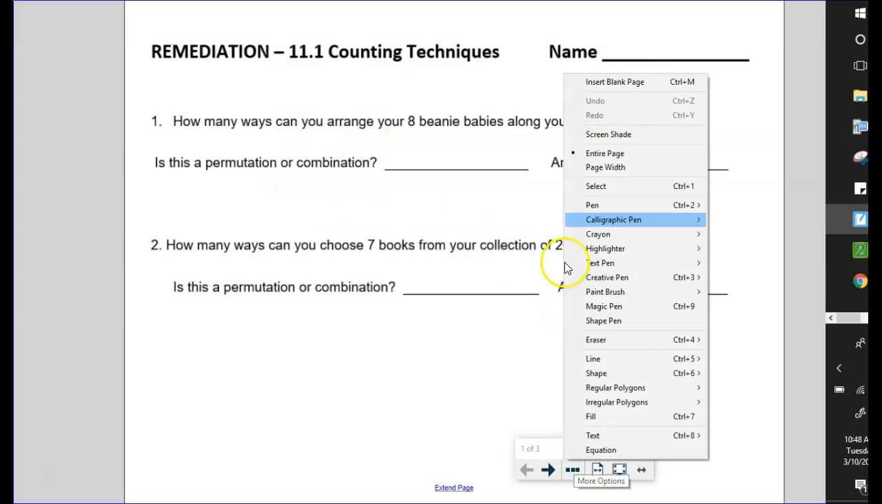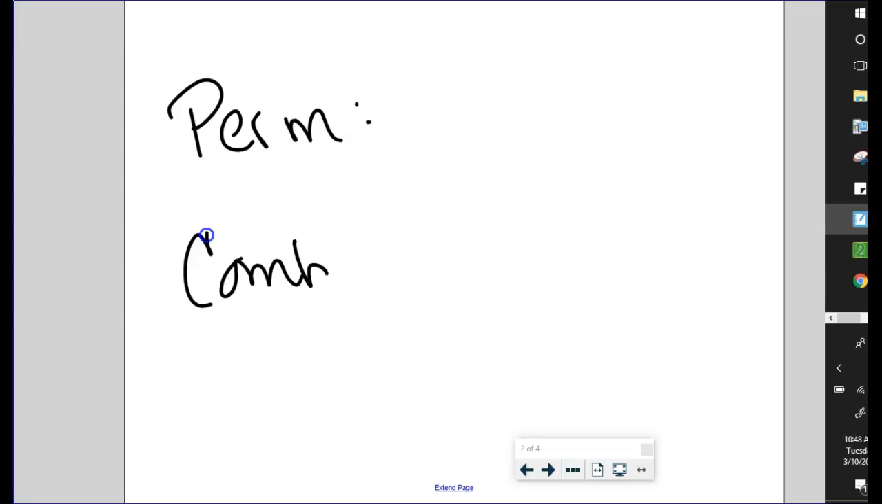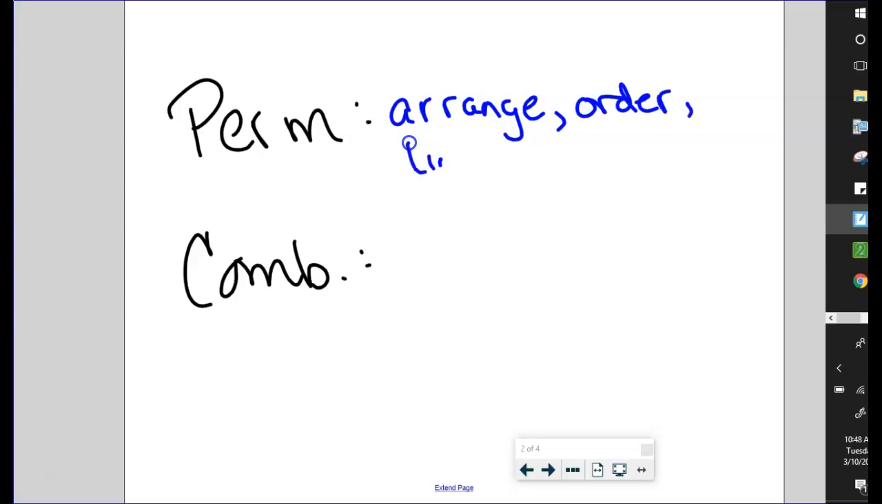A couple of things to remind ourselves: order matters in permutations, and it doesn't so much matter in combinations. What I like to think about are key words in the problem. If they use words like arrange, order, that would be a dead giveaway. Line up. If there's some sort of scheduling happening, that's usually a permutation. But "choose" is usually a combination, though there's always the exception. Choose, or you're going to make a group.